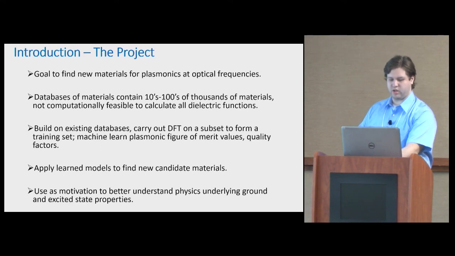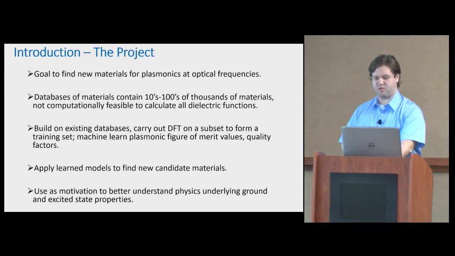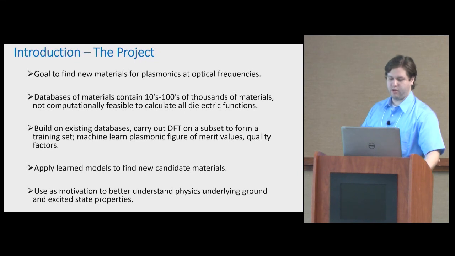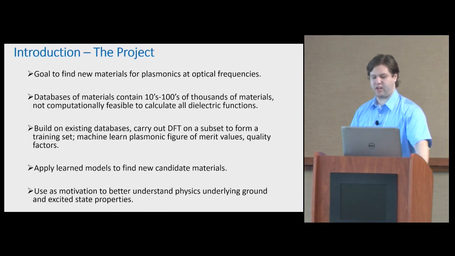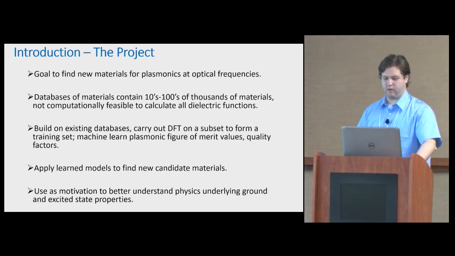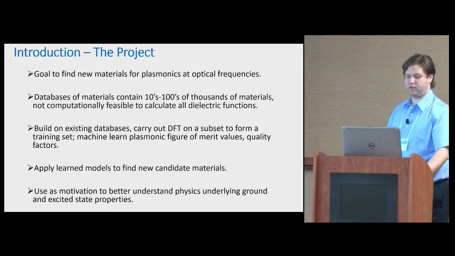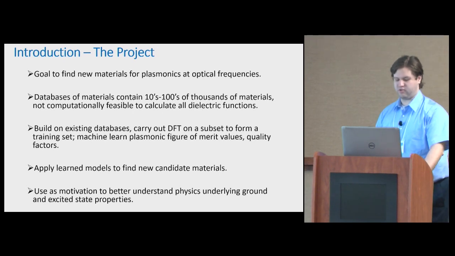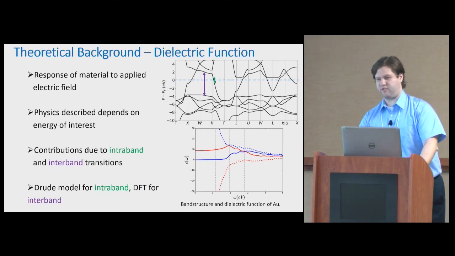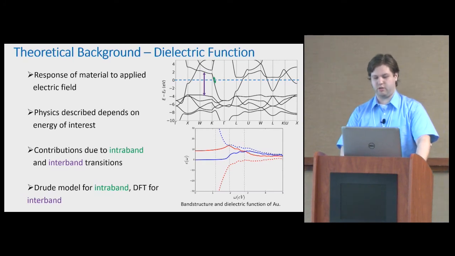So what we do is we build on existing databases by carrying out DFT on a subset to form a training set. We then machine learn these plasmonic figure of merit values called quality factors, then apply the learned models to find new candidate materials, and we use this as motivation to better understand the physics underlying ground and excited state properties. So the dielectric function tells us the response of a material to an applied electric field.